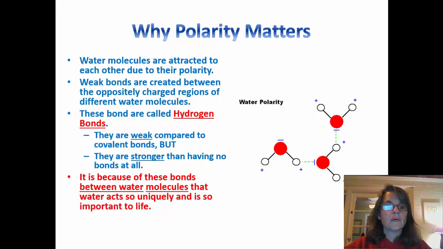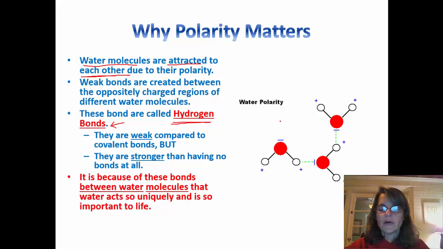Water molecules are actually attracted to each other due to their polarity. Just like if you had a bunch of magnets in a box and you shook it up and then opened the box, all the magnets would cluster together. Water is exactly that way. The weak bonds created between the oppositely charged regions are what hold the molecules kind of loosely together. These weak bonds are called hydrogen bonds.